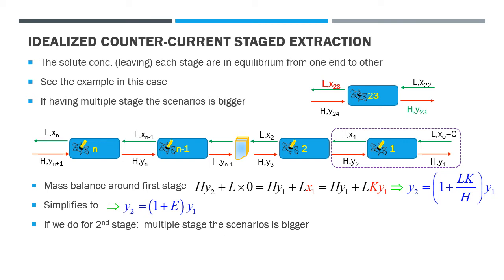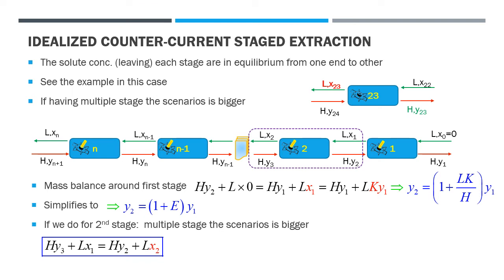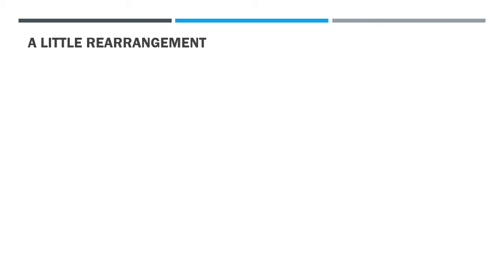Multiple stages are there. Let's see what happens if we consider stage 2. So now we're focusing on stage 2. You can see there are two inputs to stage 2, that is hy3 and lx1, and coming out is lx2 and hy2. So the mass balance is again the same way. Now we'll have a little rearrangement before we discuss further. You already know hy3, lx1, hy2, lx2.